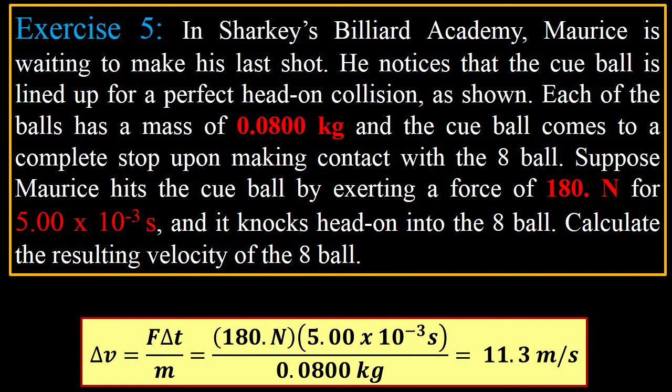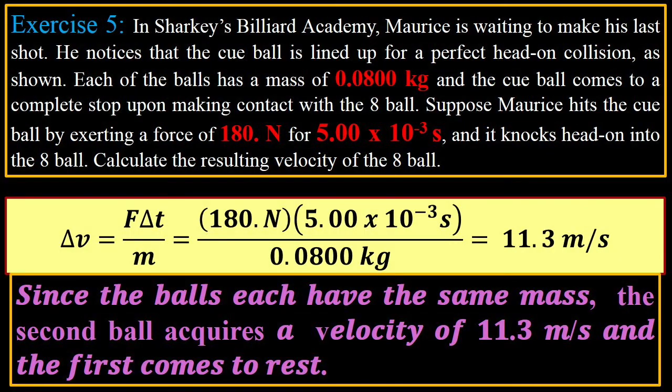The way you get that is that it says, suppose Maurice hits the cue ball by exerting a force of 180 newtons. So that's going to be the force. The duration of the collision is going to be 5 times 10 to the negative 3 seconds. So that's the impulse, which is equal to the change in momentum. So you divide by the mass, and that gives you the change in velocity, which is 11.3 meters per second, because as you know, the two things are equal. The change in momentum is equal to the impulse.